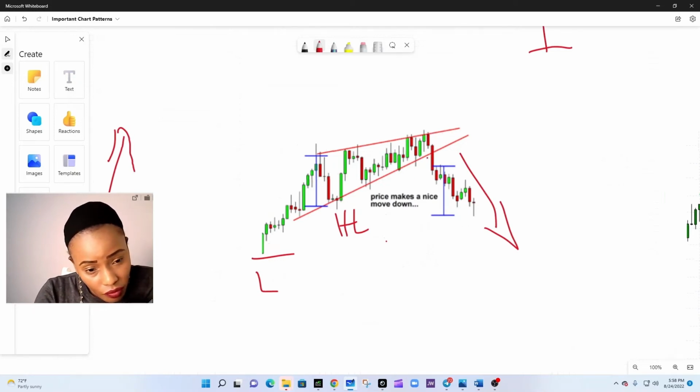Remember, if you're an aggressive trader, you definitely will look for your entry signal and trade the breakout.